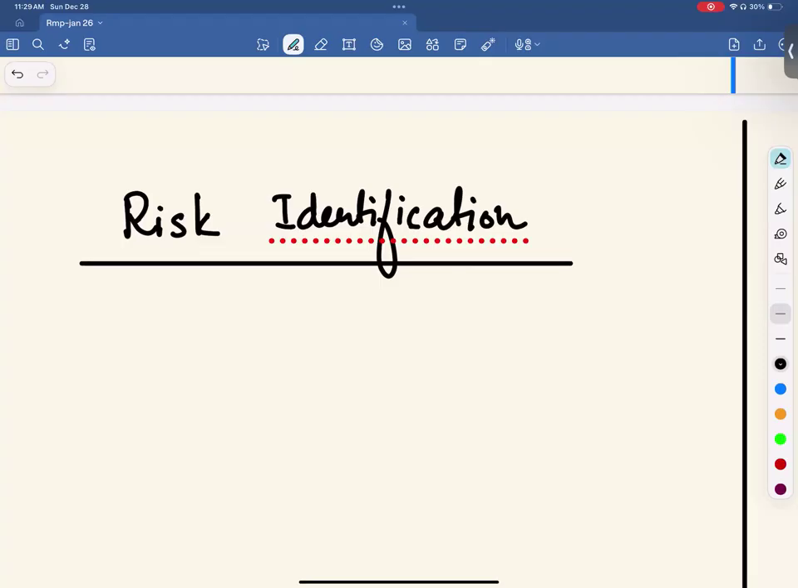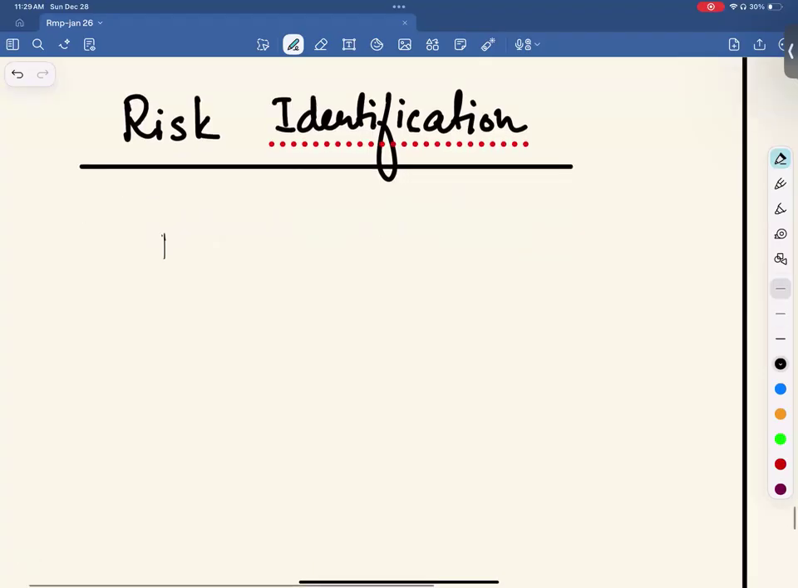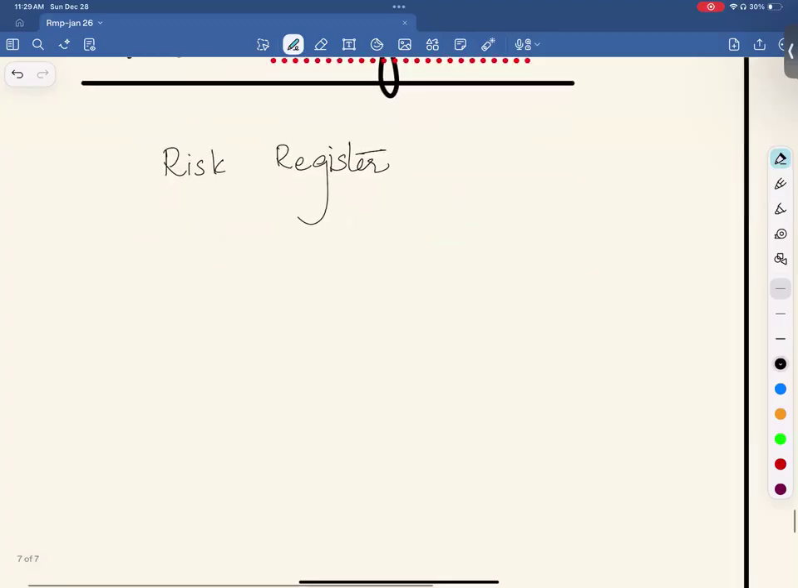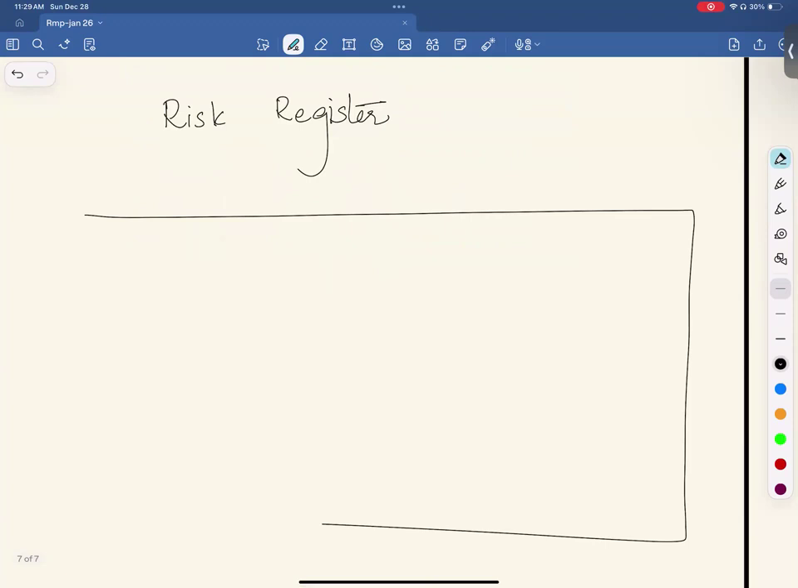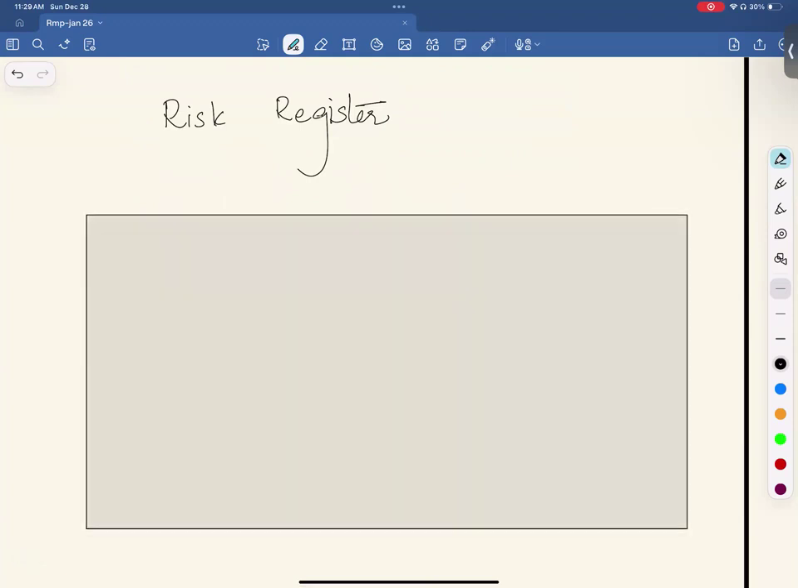So you identify risk and you document the risk in the risk register. The risk register is the document that you develop during the planning stage and you keep on updating it throughout the life of your project.